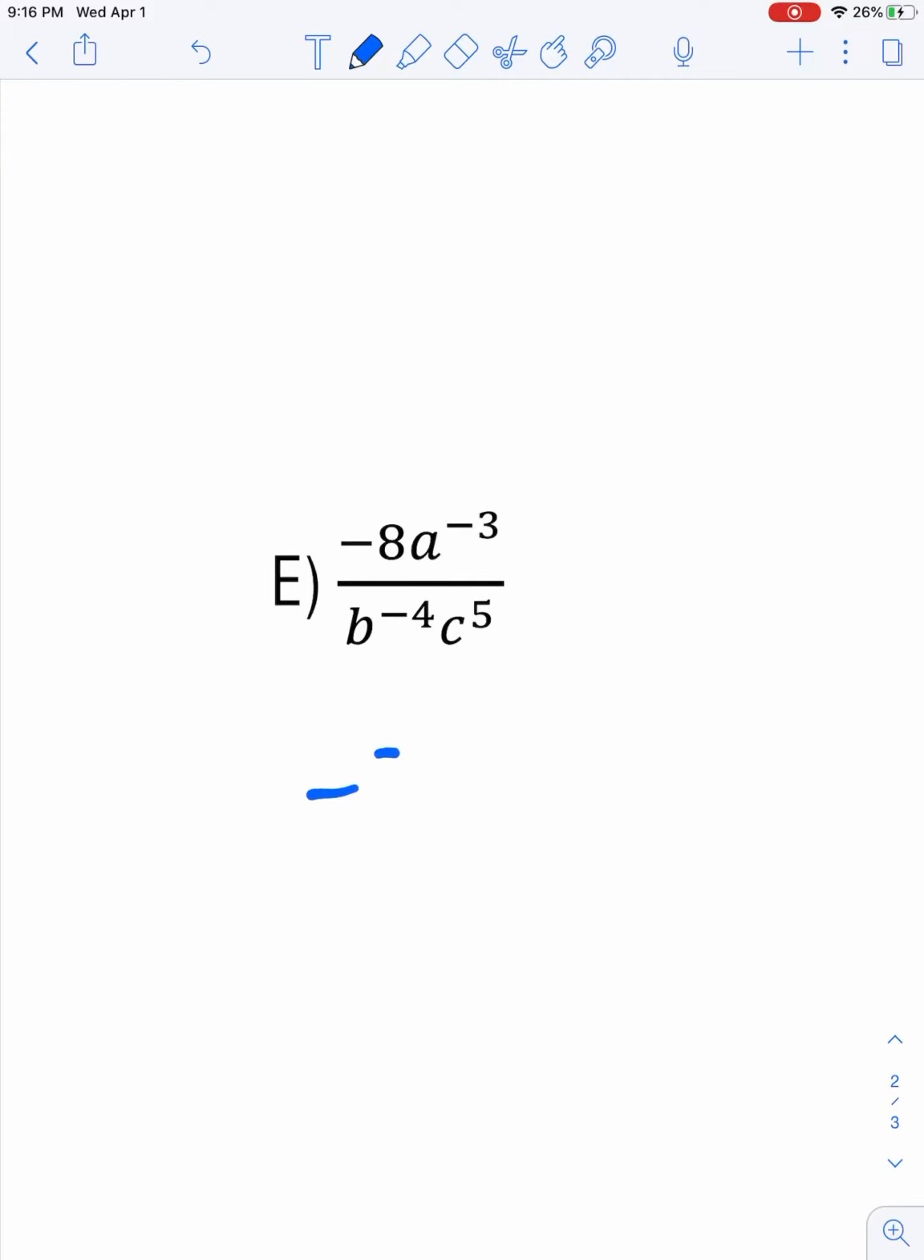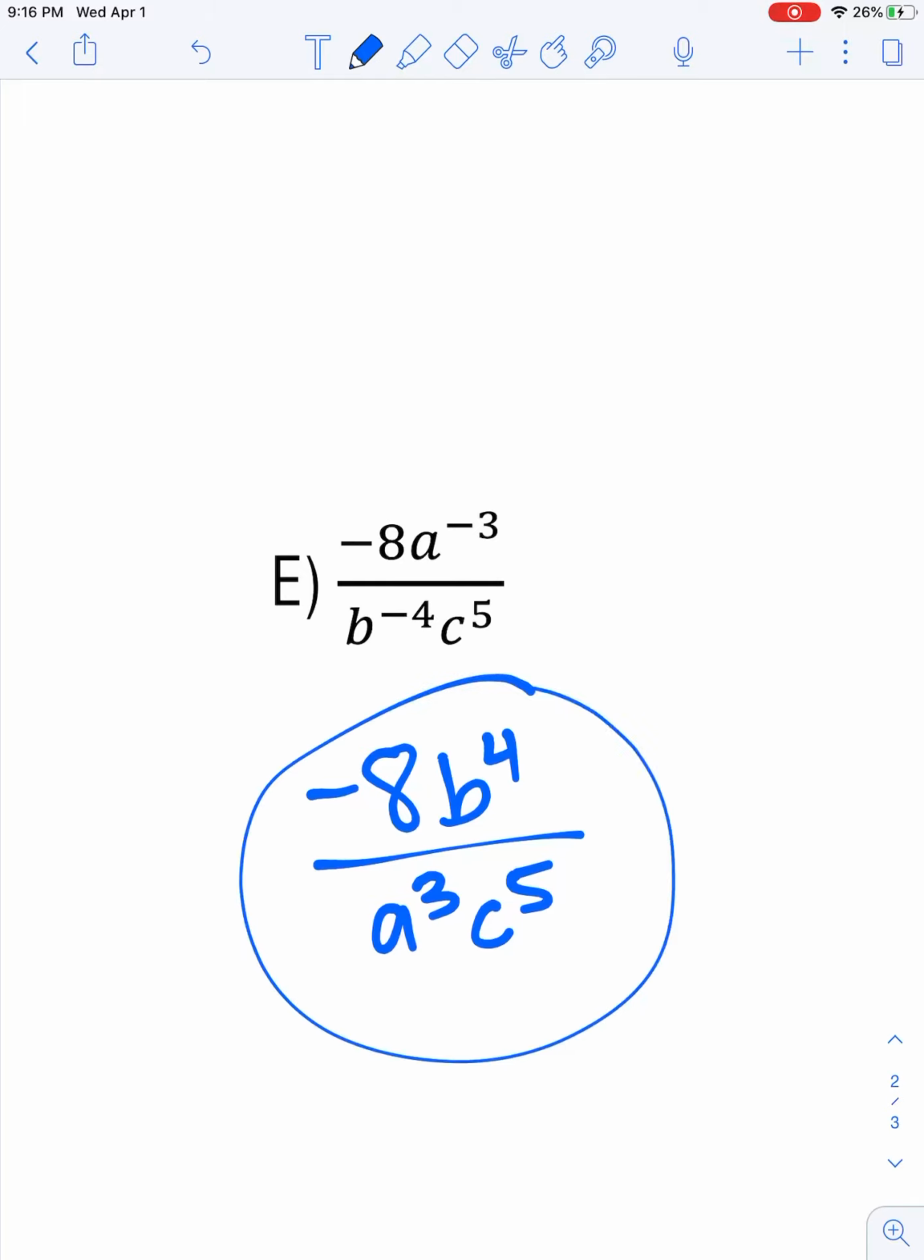So the answer here would be a negative 8. A to the negative 3 moves to the bottom, becomes a cubed. B to the negative 4 on the bottom moves to the top, becomes b to the positive 4. C to the 5th stays on the bottom. There's my final answer. Once again, the negative 8 and the c to the 5th stay where they are. And then the a moved to the bottom, b moved to the top. Those exponents changed from negative to positive.